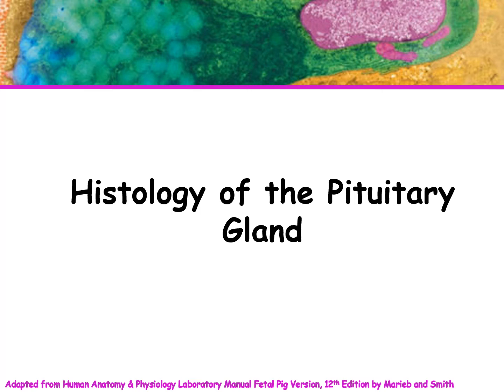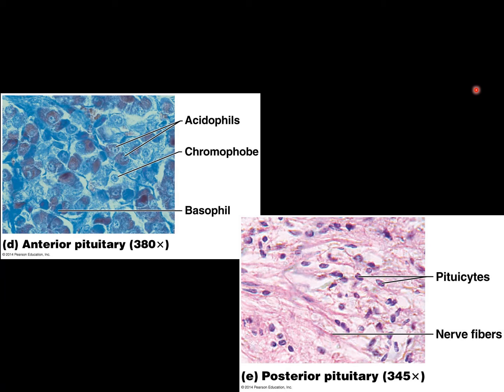Now let's take a look at the histology of the pituitary gland. If we were to take sections of the anterior and posterior pituitary, this is what we would see. The anterior pituitary contains 3 different cell types: acidophils, basophils, and chromophobes. These 3 cell types represent different functions within the anterior pituitary.